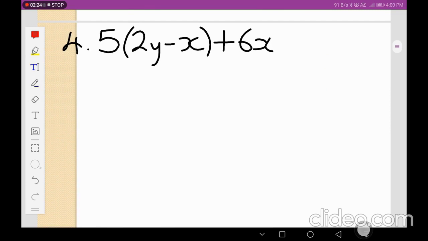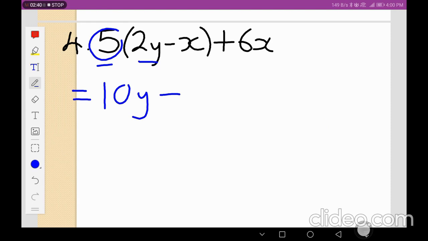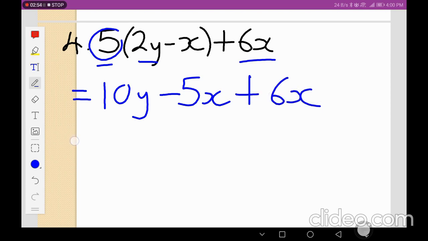Okay, so I have 5 multiplying each and every element that is inside there. So let's do that. The first one is 5 times 2y, I get 10y, minus 5 times minus x, I get minus, that's why I wrote minus 5x there. So we have minus 5x. Then this other one, I take it as it is, plus 6x. Okay, then I'll get 10y.